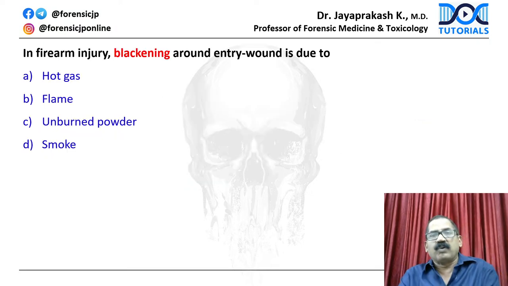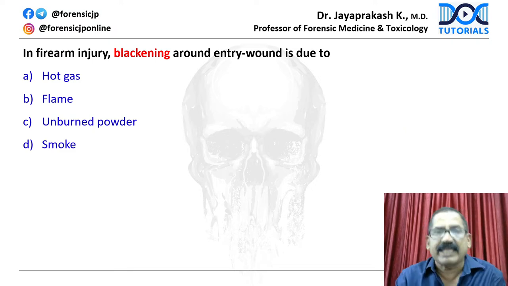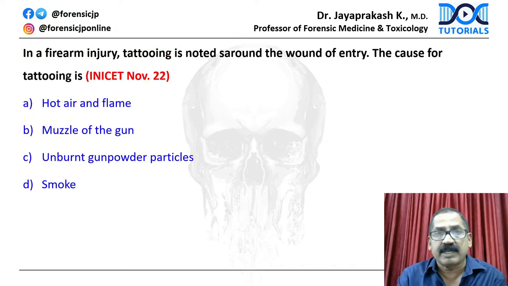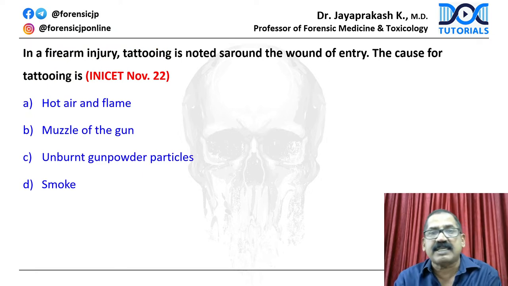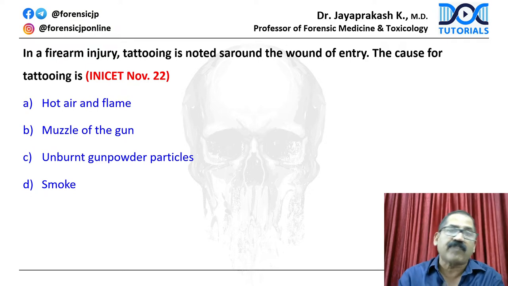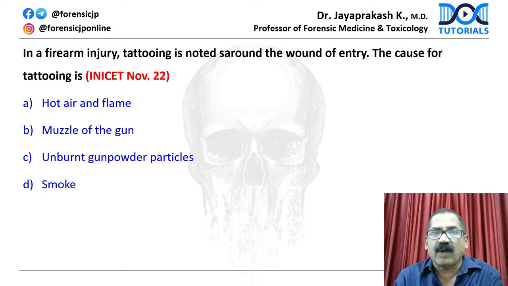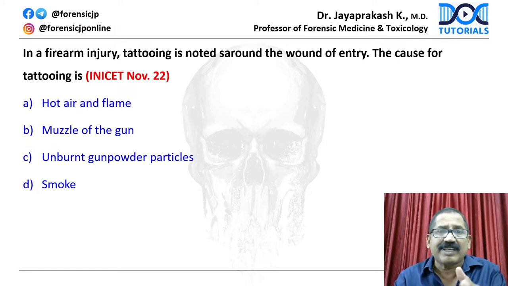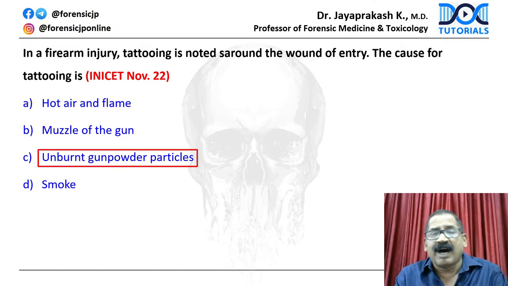Okay. Now look at this question. In firearm injury, blackening around entry wound is due to, it is a very, very simple question, smoke. Even though it is a simple question, this question was recently asked in the exam in November 22. In a firearm injury, tattooing is noted around the wound of entry. The cause for tattooing is, all of you know, unburned gunpowder particles.